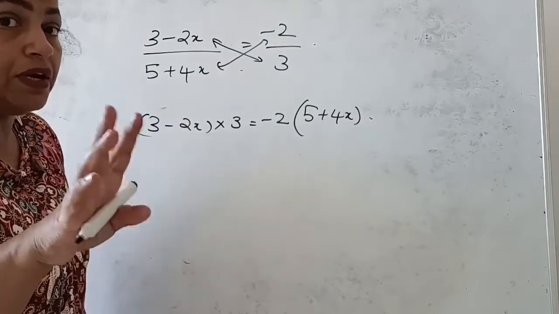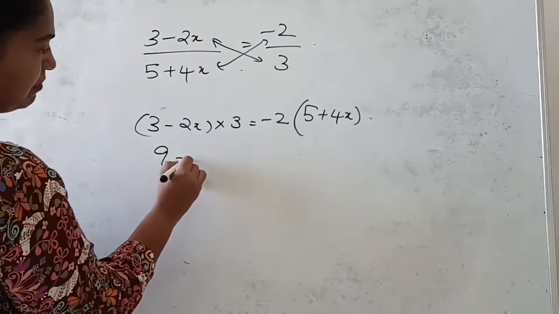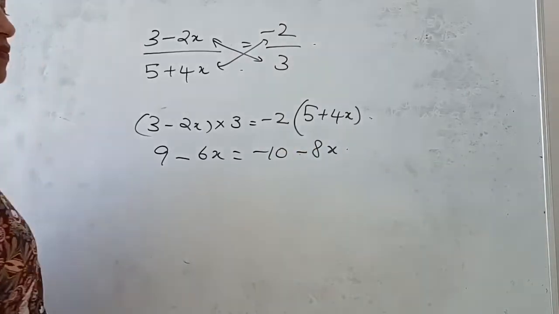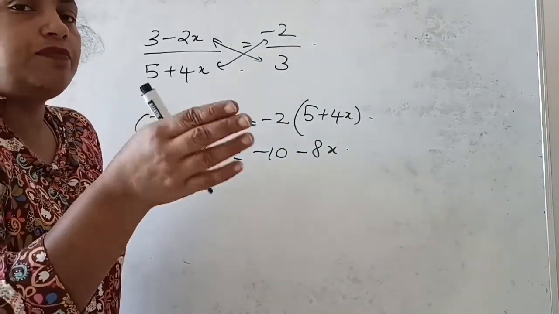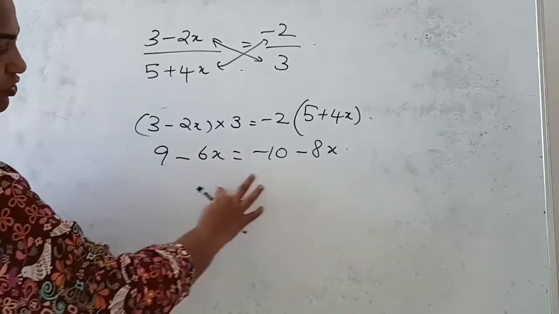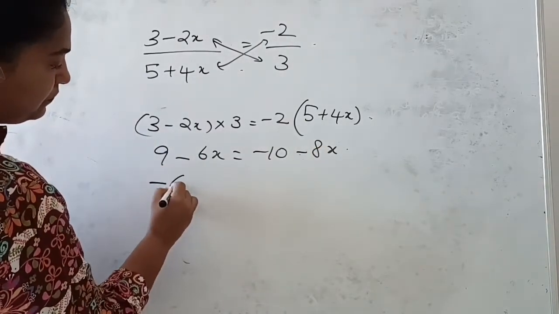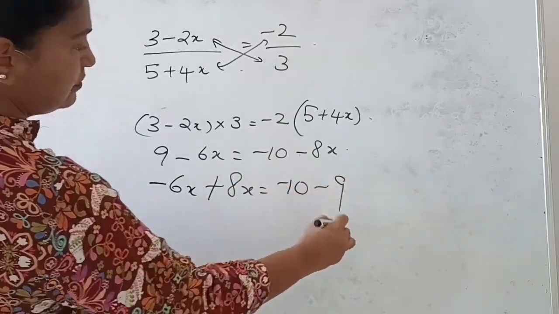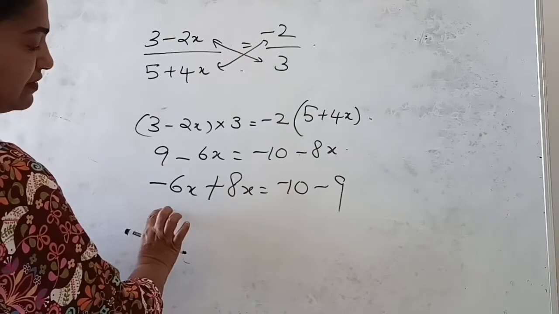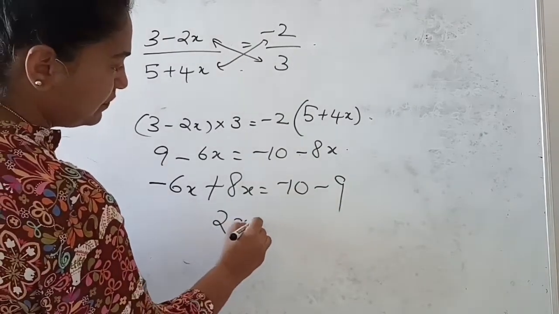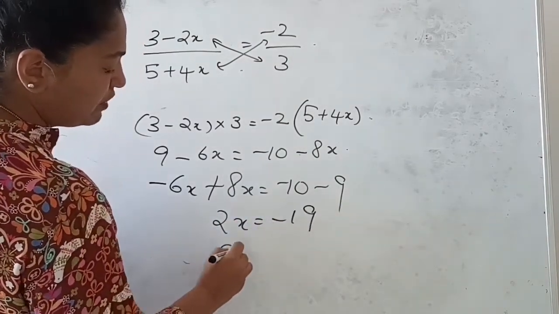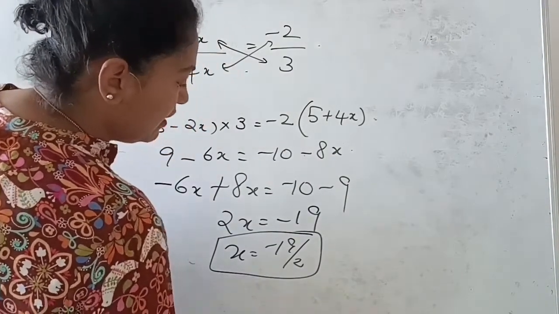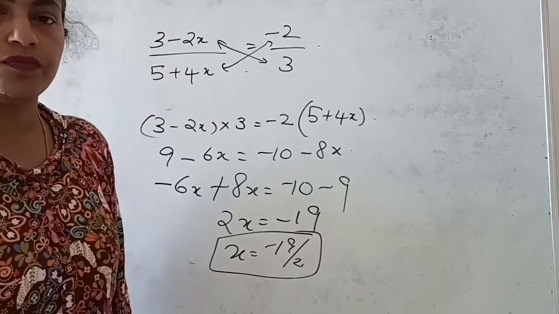What was the second step? Open all the brackets. So 9 minus 6x is equal to minus 10 minus 8x. What was my third step? Transpose all the variable terms to the LHS and the constant terms to the RHS. So plus 8x. Okay. What is minus 6x plus 8x? It is 2x. This is minus 19. So what is the value of x? So we have got the value of x as minus 19 by 2.